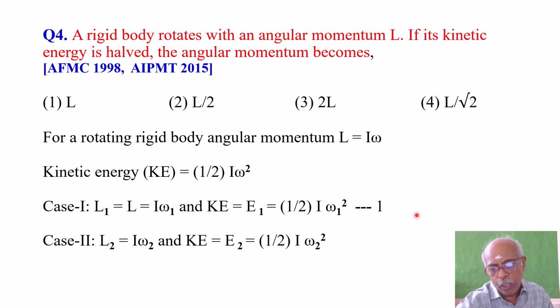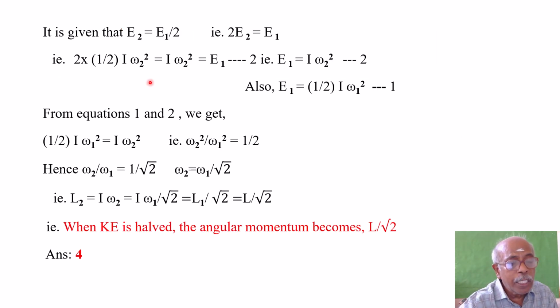Let it be equation 1. For case 2, the angular momentum is L2. Actually, the value of angular momentum is what we are going to find, and this is the question. So L2 is equal to I omega 2, and kinetic energy E2 is equal to half I omega 2 square. So in case 1, we have equation 1: E1 is equal to half I omega 1 square. In case 2, E2 is equal to half I omega 2 square. So it is given that E2 is equal to E1 by 2.